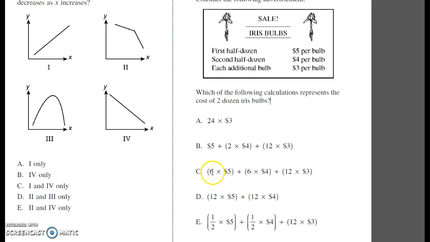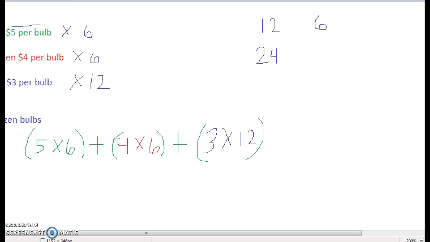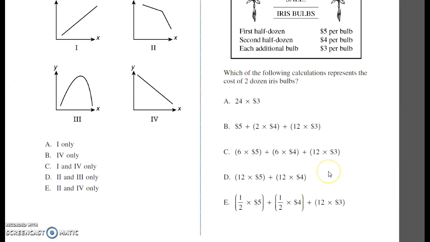C takes a half dozen, multiplies it by 5, another half dozen, multiplies it by 4, and then our final 12 and multiplies it by 3. That is the same answer that we came up with. Even though we wrote it a little bit differently, it's the same answer. So C is going to be our answer, but I'm going to continue on. D took a dozen bulbs and multiplied it by the $5 price, and then took another dozen bulbs and multiplied it by the $4 price. That's not going to get you the answer either.